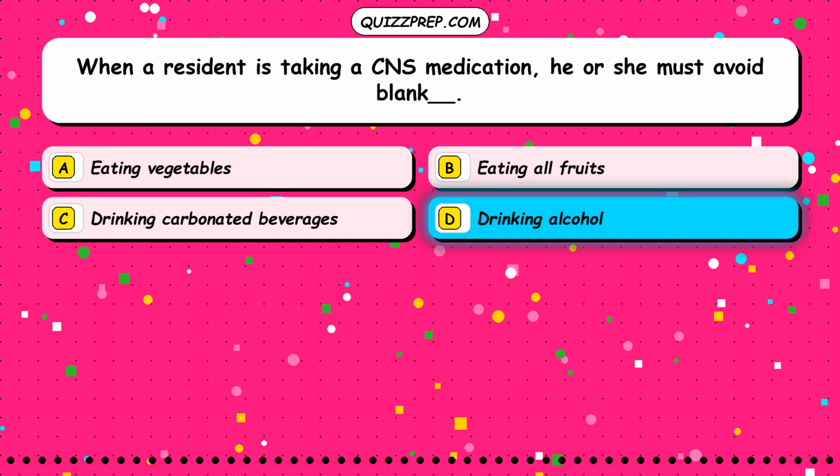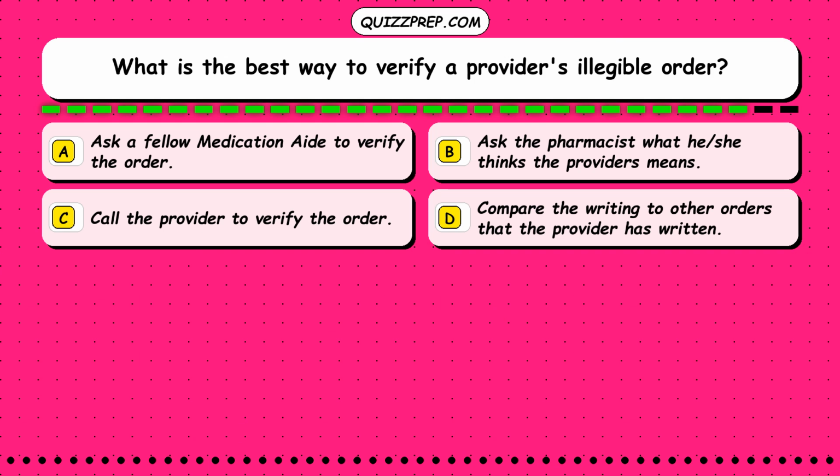The correct answer is option D, drinking alcohol. Question 208. What is the best way to verify a provider's illegible order? Option A, ask a fellow medication aide to verify the order.